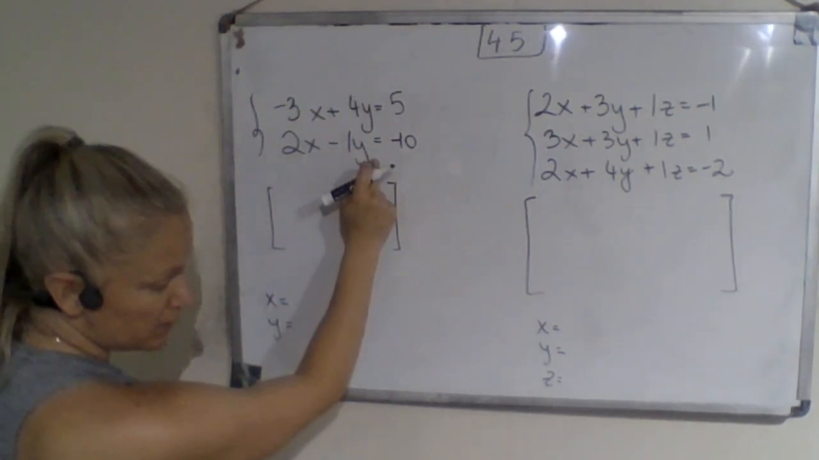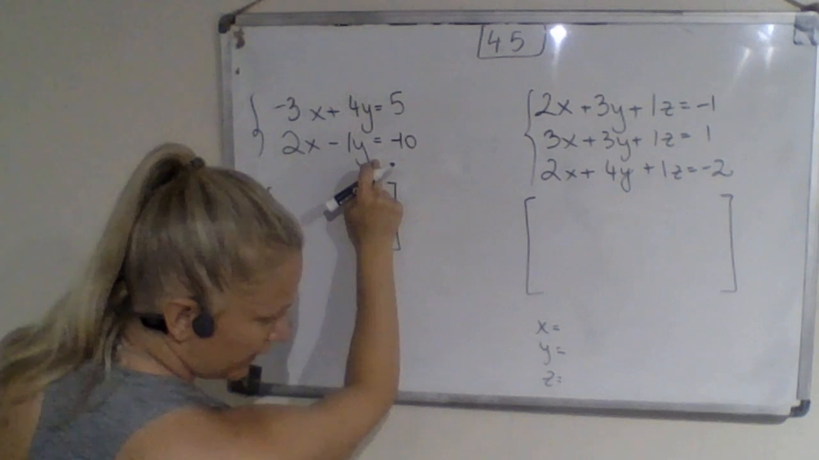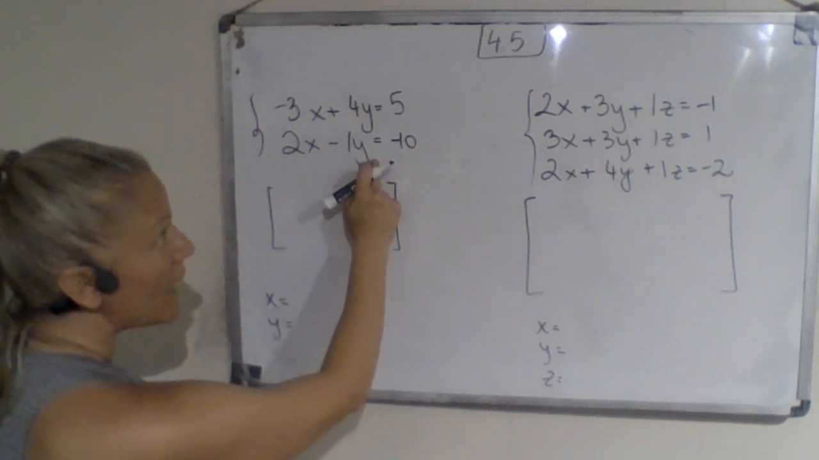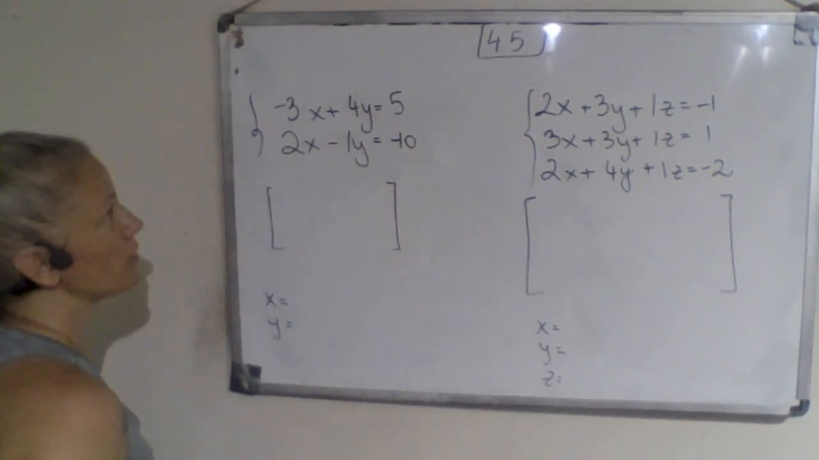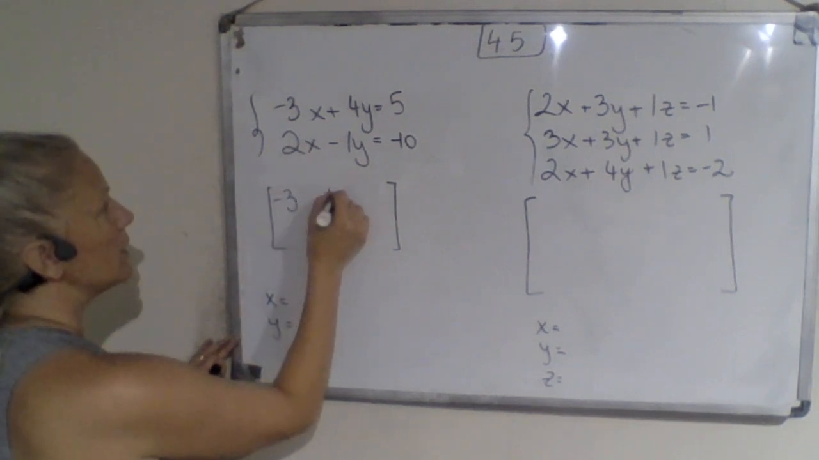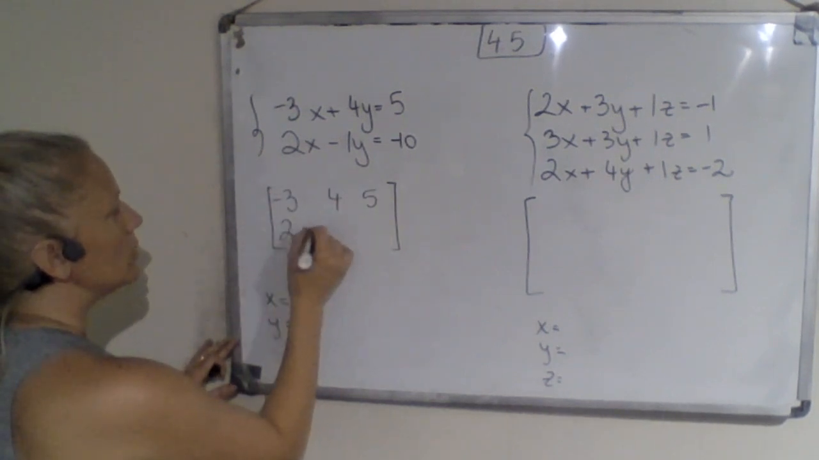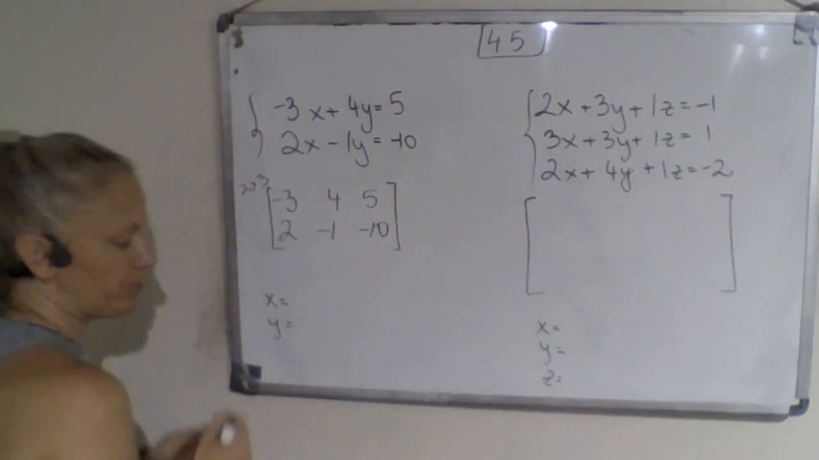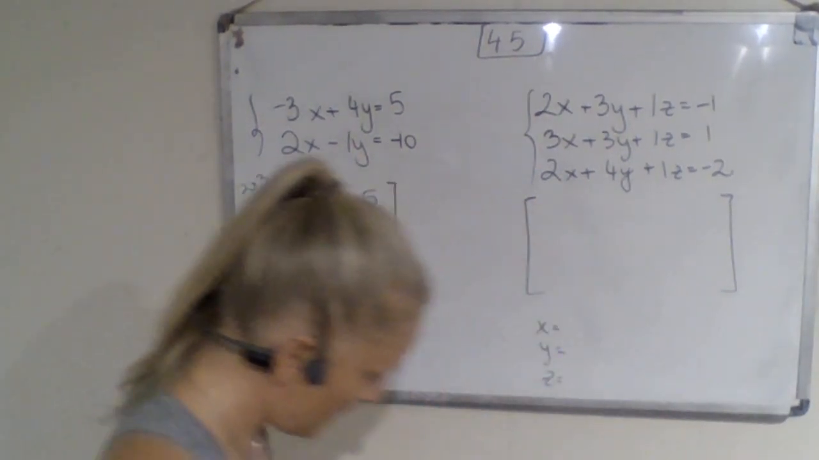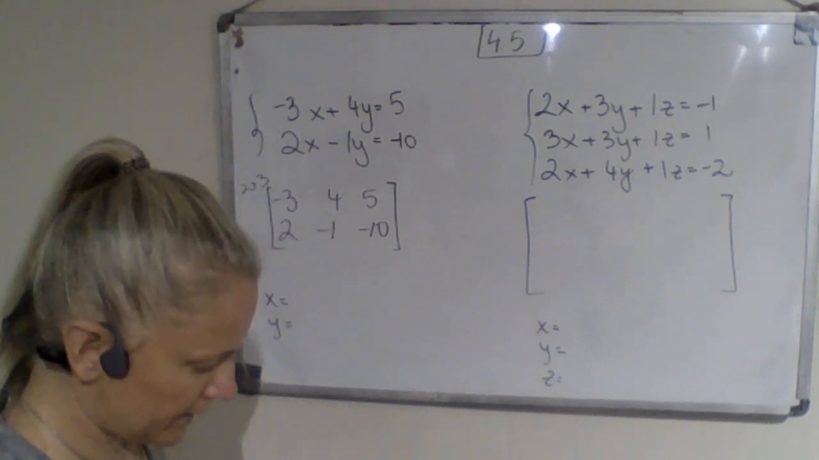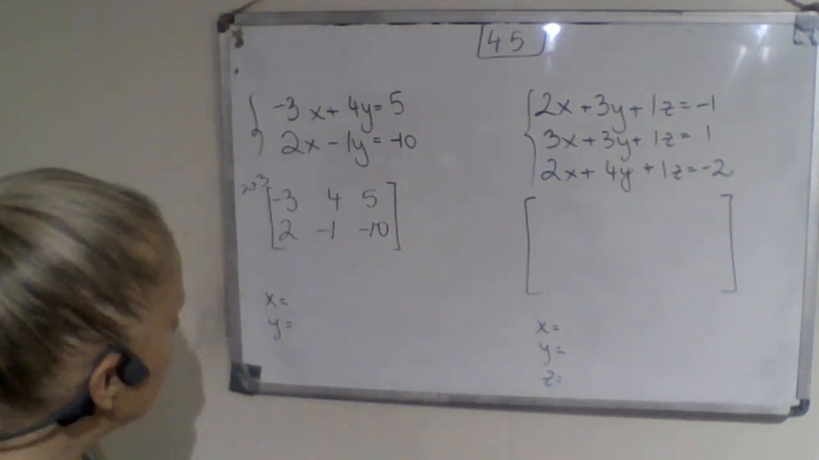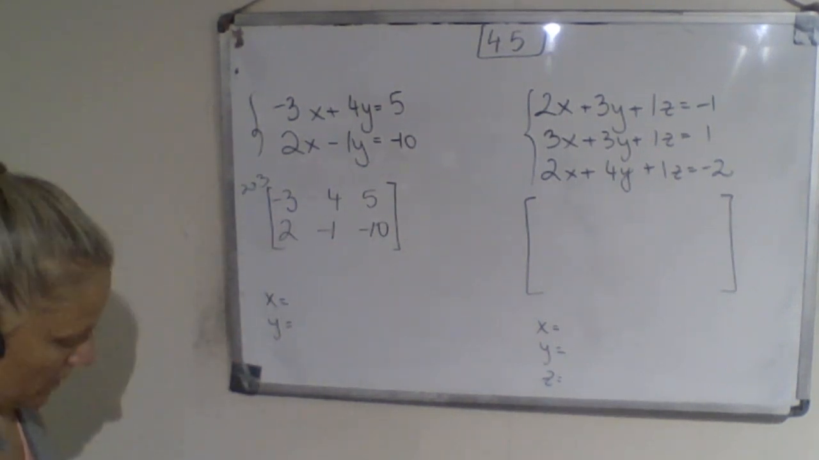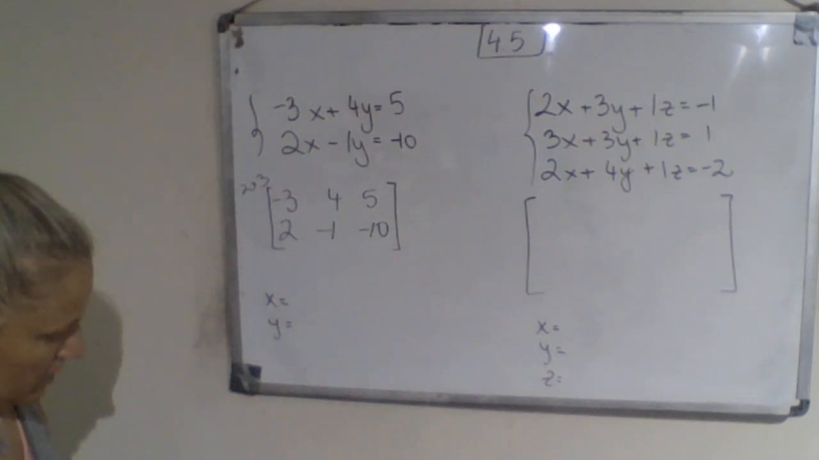Remember, this y, if you look in the book, example 1, I think. Yes, y was just a minus y. I put a 1 in front of it. Negative 3, 4, 5, 2, negative 1, negative 10. This is my matrix. It's a 2 by 3. Again, second matrix, all over to edit. It's a 2 by 3, and we're going to introduce them by rows. Negative 3, 4, 5, 2, negative 1, negative 10.